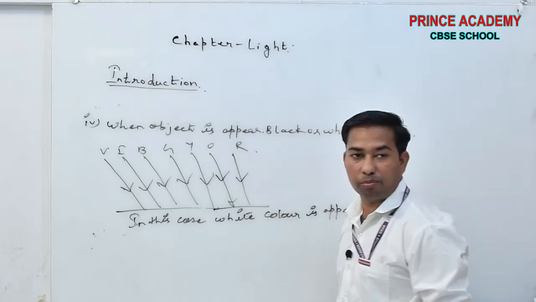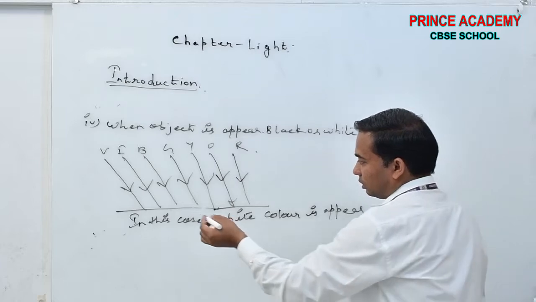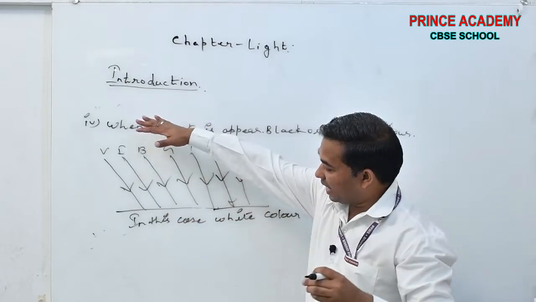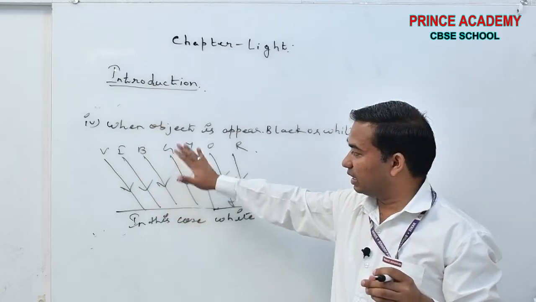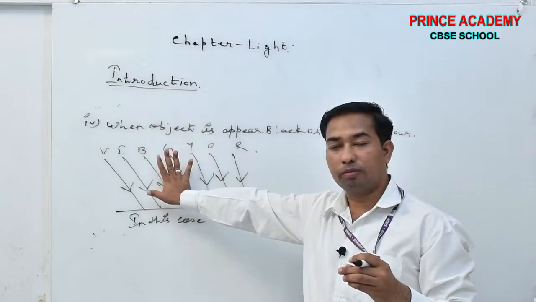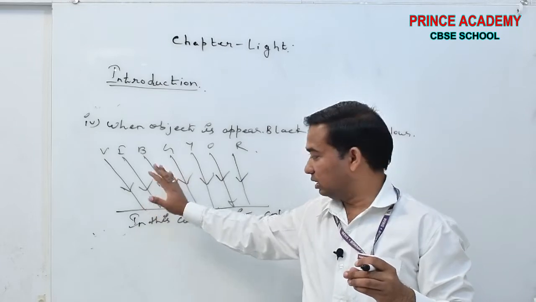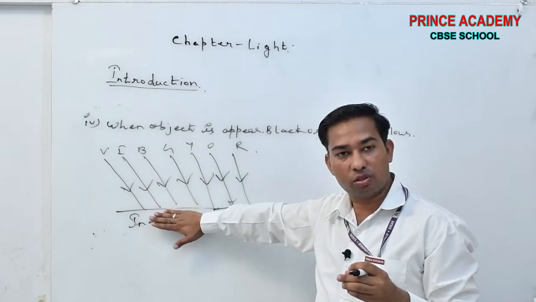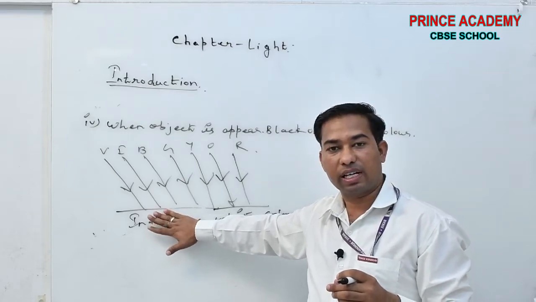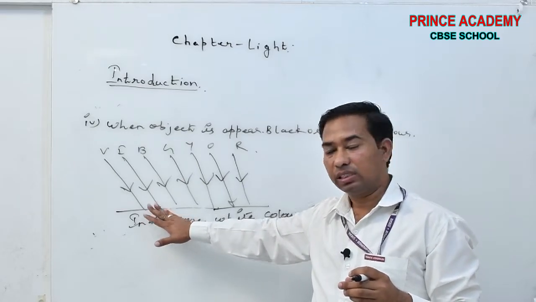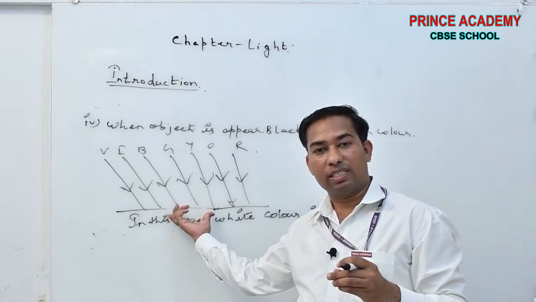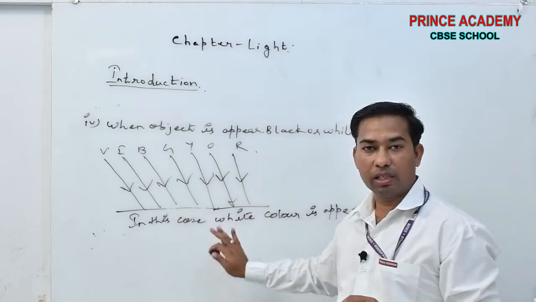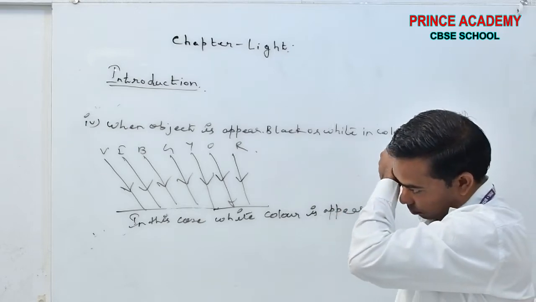The second case is black. When light made up of all those wavelength colors is incident on a surface and is absorbed by the surface of the object, then the object is seen as black in color.